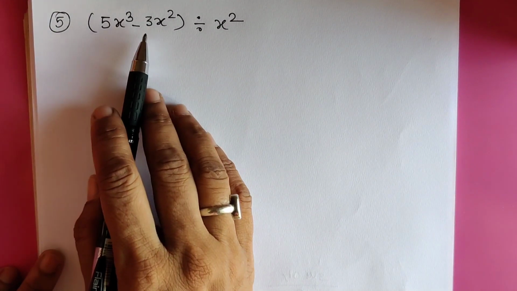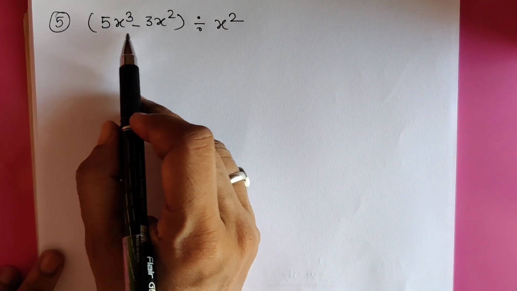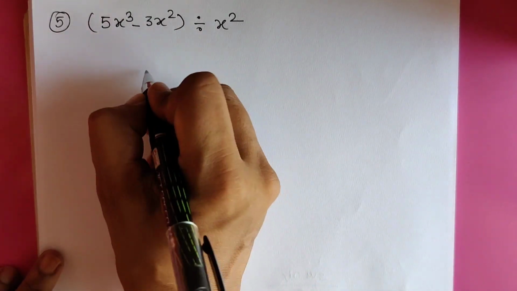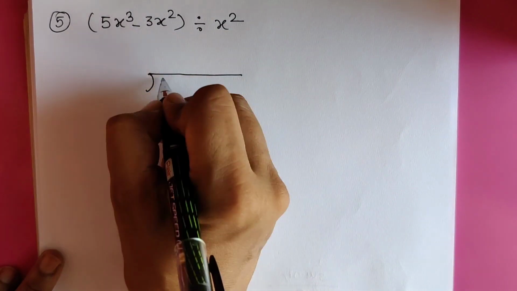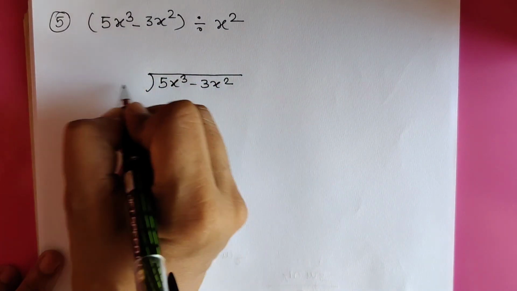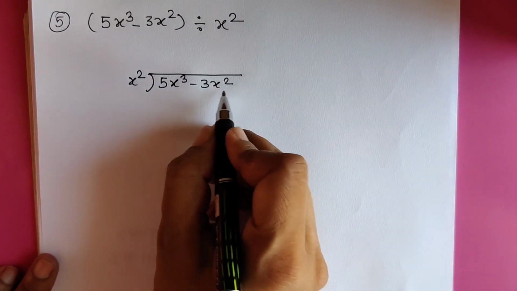Next sum is 5x cube minus 3x square divided by x square. Now we have to divide the binomial by monomial. Two terms are there in the dividend. So 5x cube minus 3x square and divide by x square. Now what we will see? We will take the terms one by one.